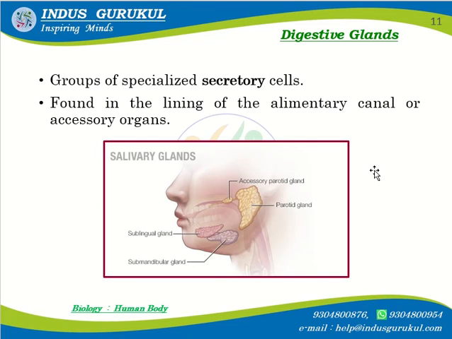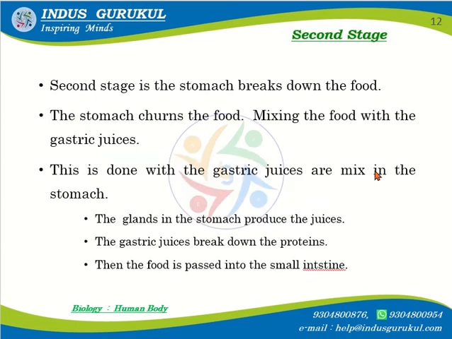Digestive glands are specialized secretory cells, mainly the glands we're talking about, which again release enzymes. Okay, for example, the sublingual, the mandibular, the parotid, and accessory parotid glands, and they're also found in the inner alimentary canal of the accessory organs. The second stage happens in the stomach, where the food is broken down.